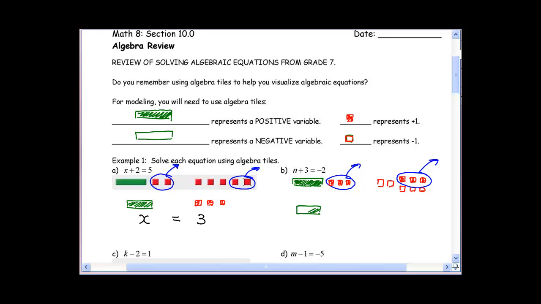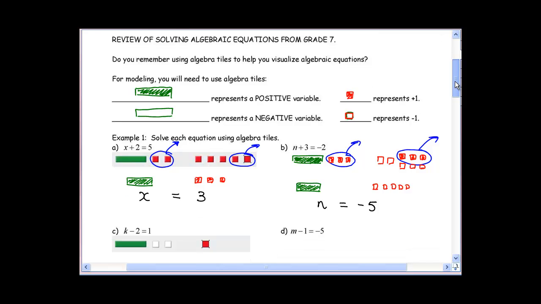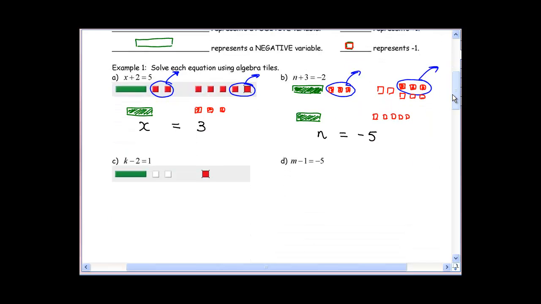On the left side, we have 1 solid rod, which represents our positive n. And on the right-hand side, we've got 1, 2, 3, 4, 5. And what does this represent? n equals -5. If you want to double check, plug it back into our original equation. -5 plus 3, yeah, that's -2. Okay. It's the same thing for C and D, so let's try these now.